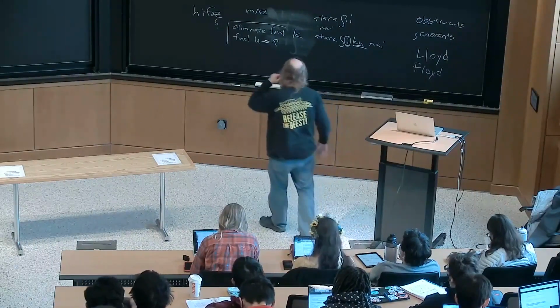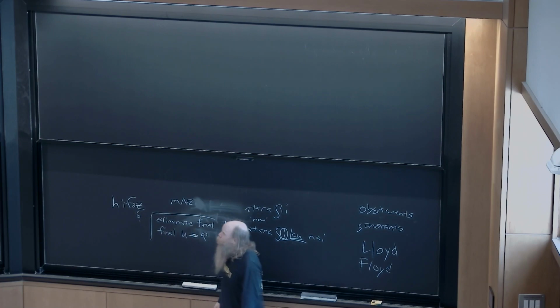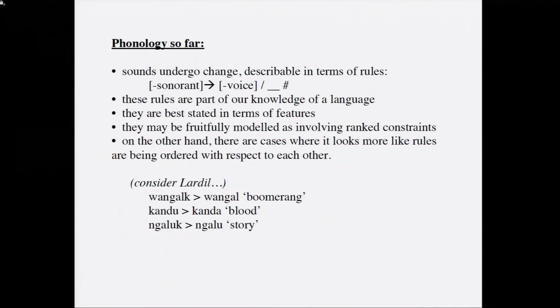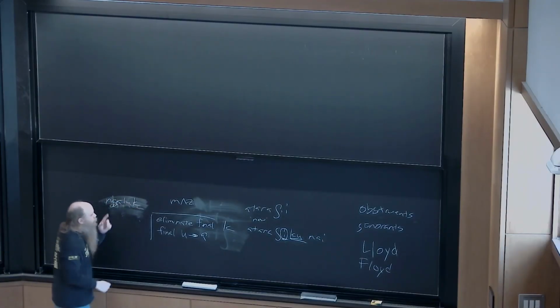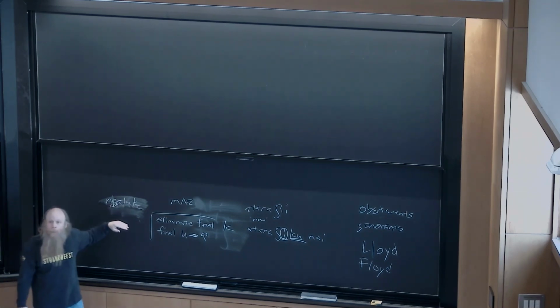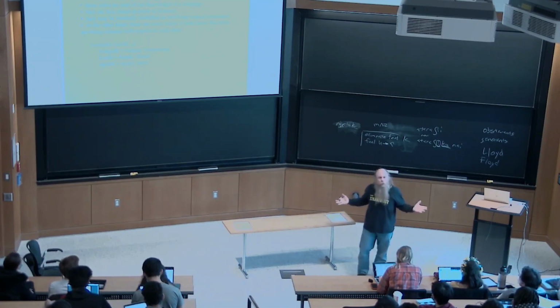And what we said when we were doing Lairdale before was something like, we might want these rules to apply in a particular order. In fact, I see that I have written them in the wrong order. If you were to take the word ngaluk, which is the underlying form for story, and apply this rule and then this rule, well then, you would eliminate the final K, that would get you ngalu, and then you would change the final U to A, and you would get ngala. But that's not, in fact, the nominative form for story. The nominative form for story is ngalu.